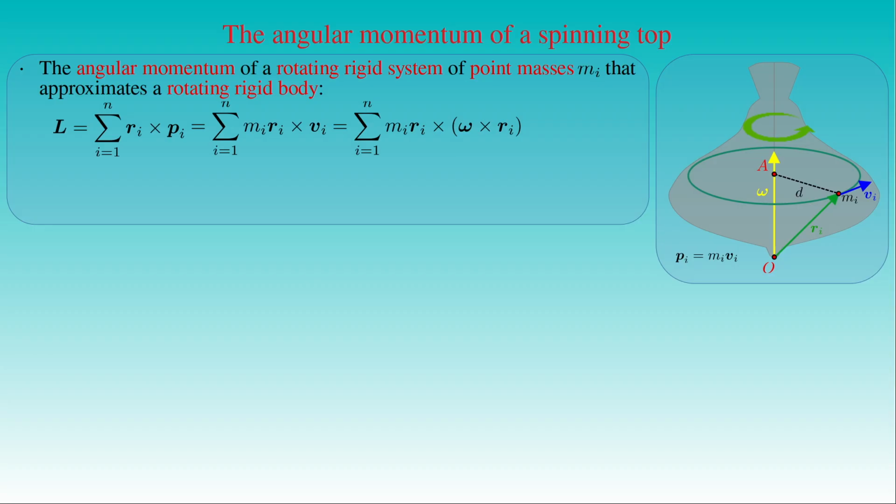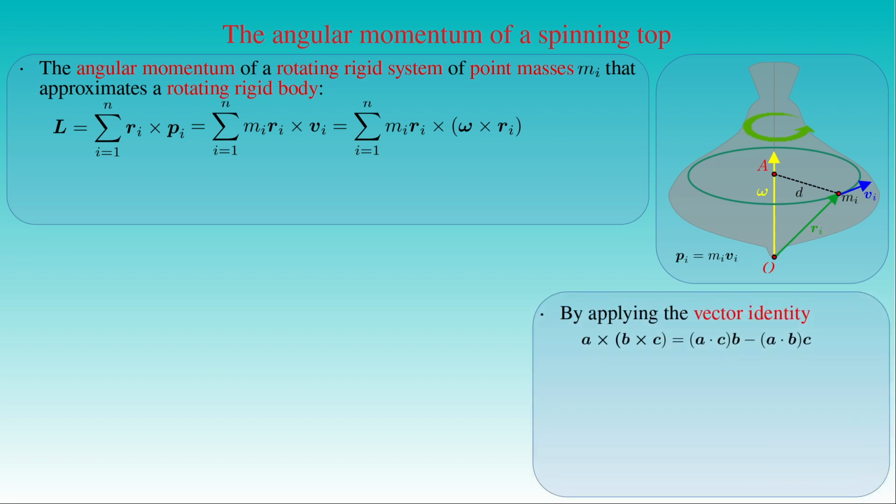Because the sum in the right-hand side has the triple cross product of the vectors Ri, omega and Ri, we can apply the vector identity stating that the cross product of the vector A with the cross product of the vectors B and C is equal to the dot product of A and C times B minus the dot product of A and B times C. Then the angular momentum L of the spinning top is given by the sum of the mass mi times the difference between the dot product of Ri with itself times omega and the dot product of Ri and omega times Ri from i equals 1 to n.